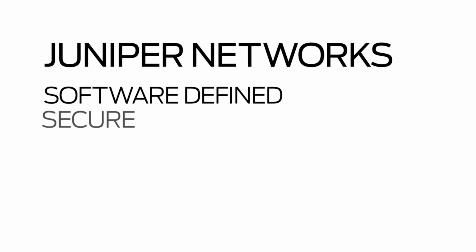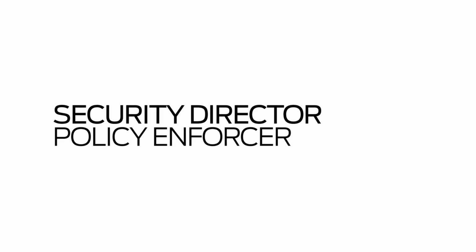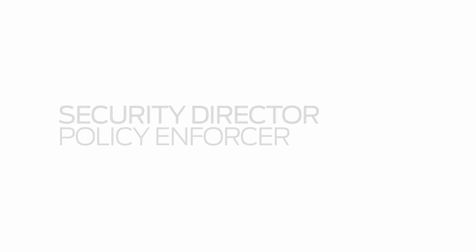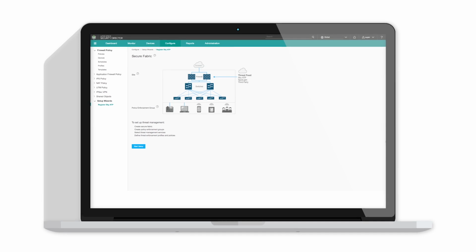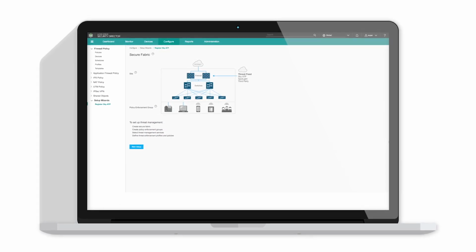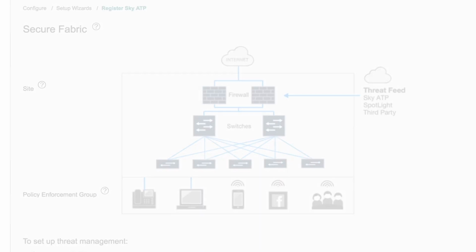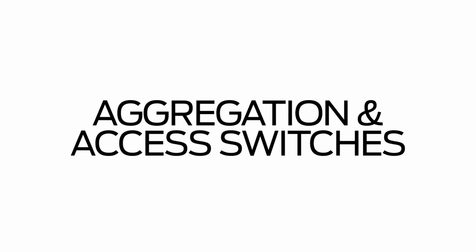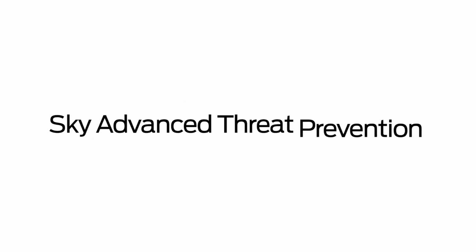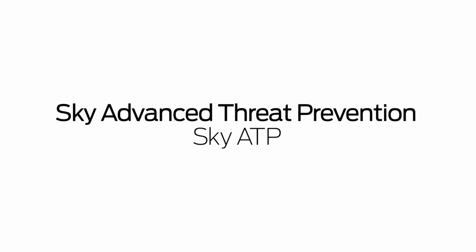As part of Juniper's software-defined secure network strategy, the Security Director Policy Enforcer is a core component. In this demonstration, the enforcer will create and apply a policy to a Layer 2 switch port to contain an attack on the network. The topology as shown is a secure network, including an SRX series firewall, aggregation and access switches, and Sky Advanced Threat Prevention, aka Sky ATP, that provides external threat feeds.